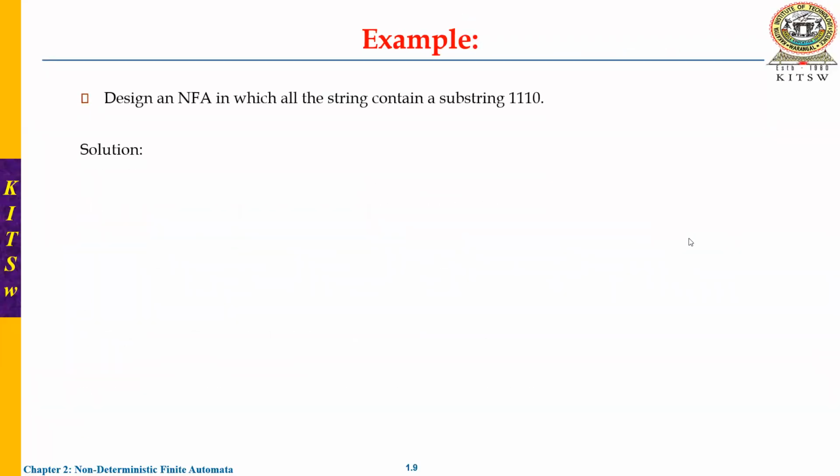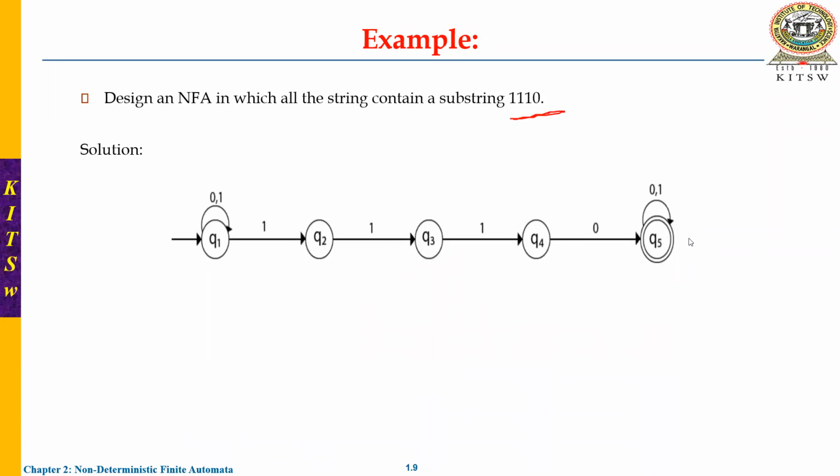This is another example. The substring is 1110, and this is the solution: 1, 1, 1, 0, and before and after it, 0, 1 are the self loops.